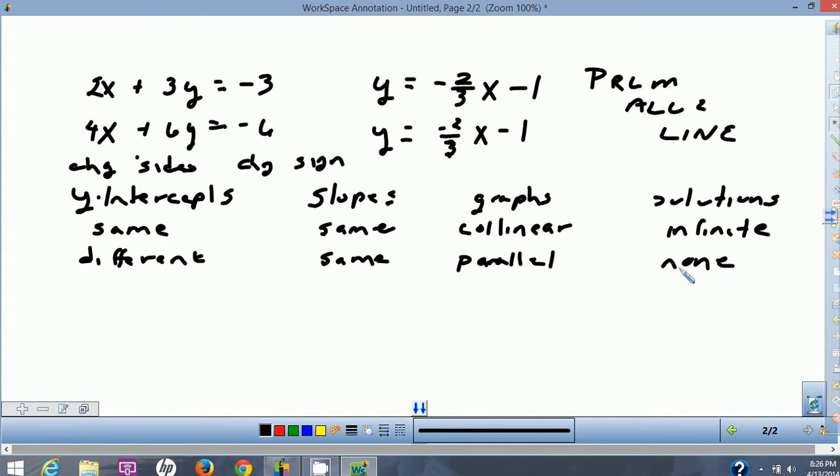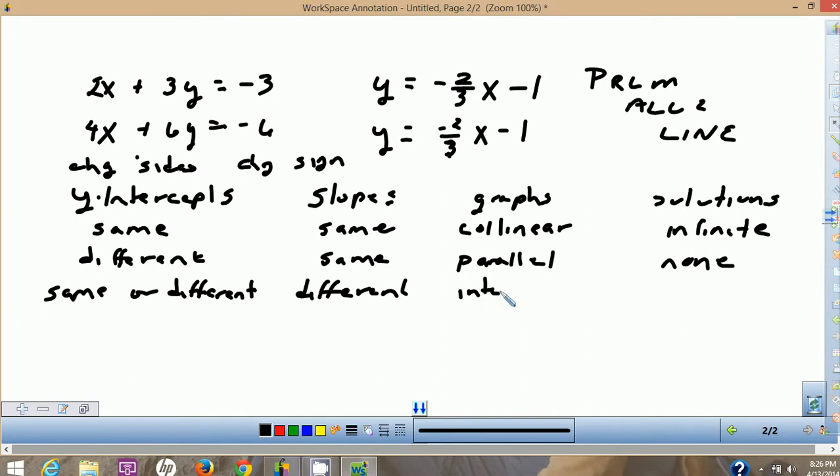The other possibility is your y-intercept could be either the same or it could be different. In this last situation, the y-intercepts are kind of irrelevant. What matters is they have different slopes. No matter what the y-intercepts are, if the slopes are different, you have intersecting lines. They are going to cross. There's going to be exactly one solution. They are going to cross at a particular point.